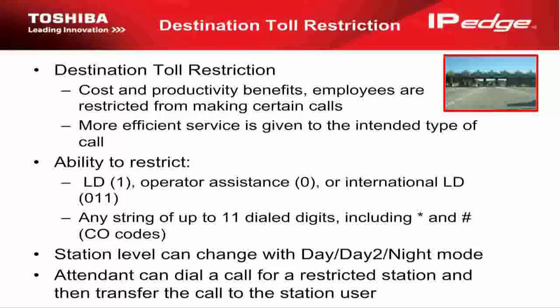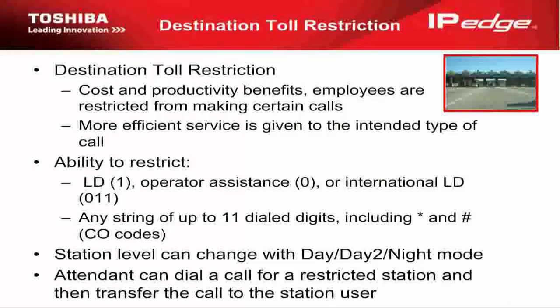A true international business telephone system, IPedge can restrict any string of up to 11 dial digits, including star and pound. 11-digit screening allows control of access to individual telephone numbers in remote area codes. Restriction of star and pound controls users' access to vertical service codes, such as CAMPON and call forwarding. A station's destination restriction level can be changed automatically with day, day 2, and night mode auto-scheduling.